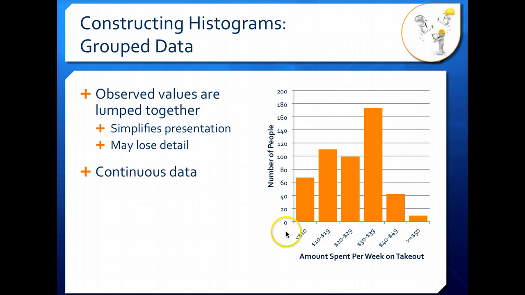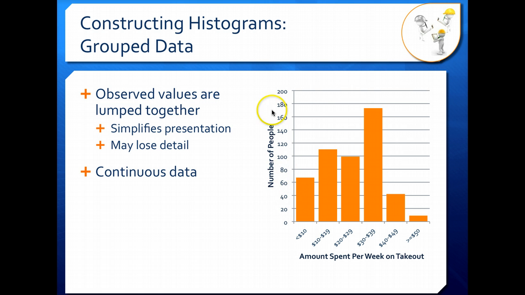So let's look at this histogram. We're looking at the amount spent per week on takeout in our x-axis, and so we have groups of data here. This is less than $10. So you could have spent $5.99 on your meal. You could have spent $7.50 on your meal. Both of those are less than 10, even though they're two totally different numbers. So we're putting them into one category, and that just simplifies your data presentation so you don't have basically noise coming out of your data.